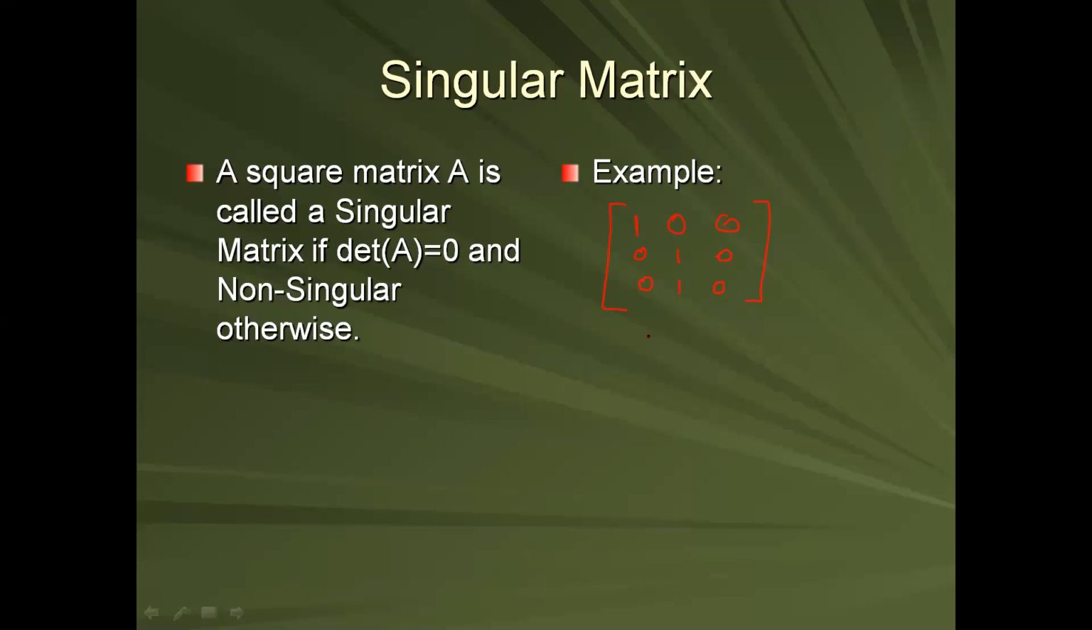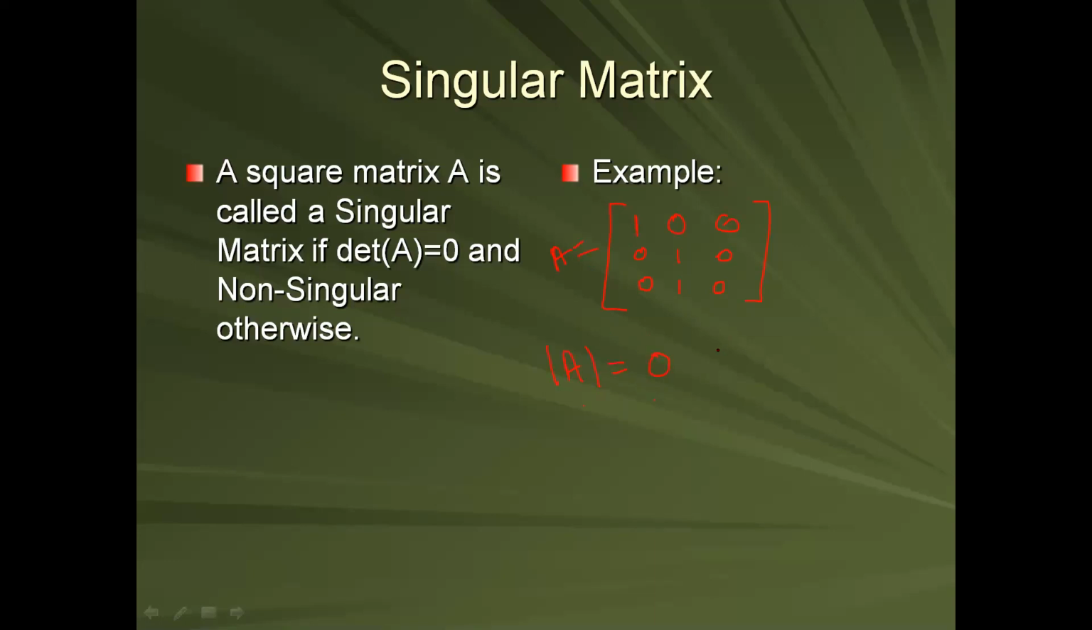Determinant of A. What is the determinant of this matrix? Take all as 1. What is mod A? May I answer, ma'am? Let her. Kelvi, what is mod A? 0. Since mod A is 0, it is a singular matrix. It was very simple.